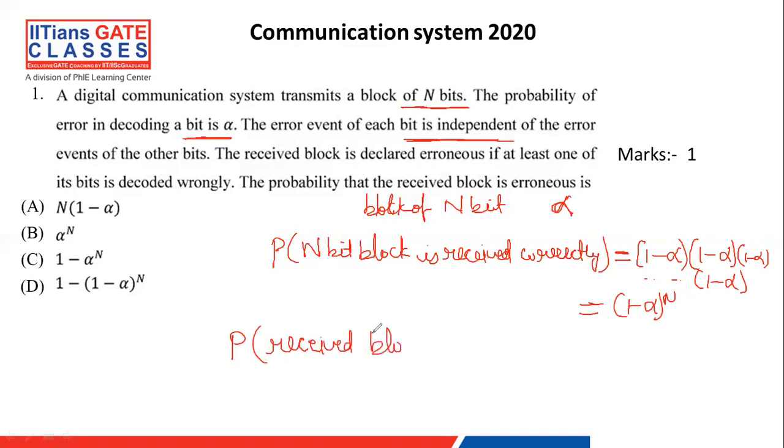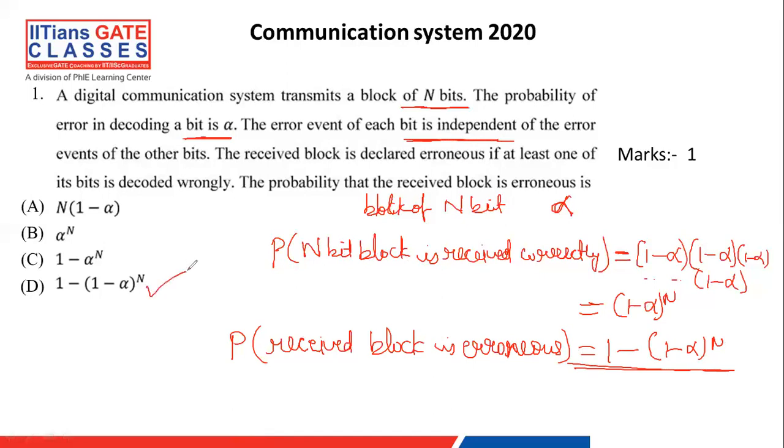Now the probability that the received block is erroneous will be equal to 1 minus this probability, and that is 1 minus (1 minus alpha) to the power n. So this is the probability that the received block is erroneous. So this will be the correct answer.